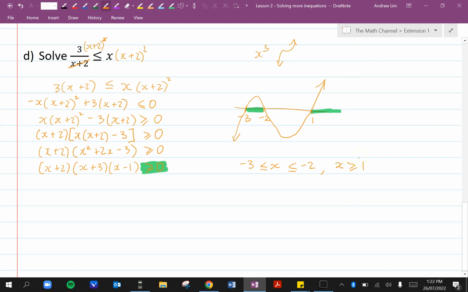However, the original question tells us that the denominator is x plus 2. That tells us that x cannot equal minus 2. Because if it did, then the denominator will be 0 and we can't divide by 0. Okay, we'll get a math error. So if it can't equal minus 2, that means we need to get rid of the 'or equal to' for the minus 2 bit. And that's the final solution for this question.